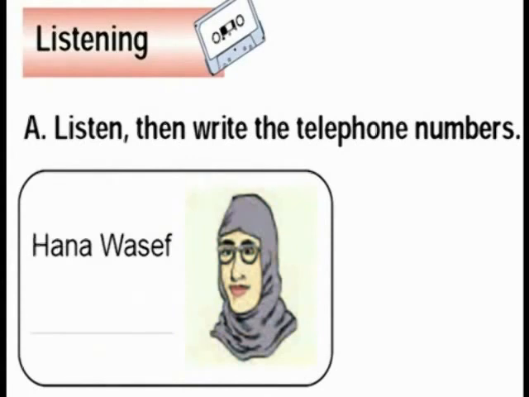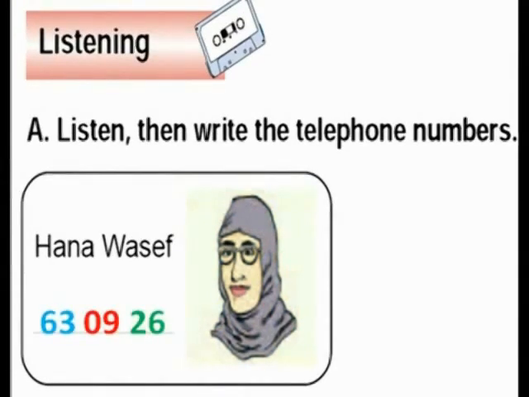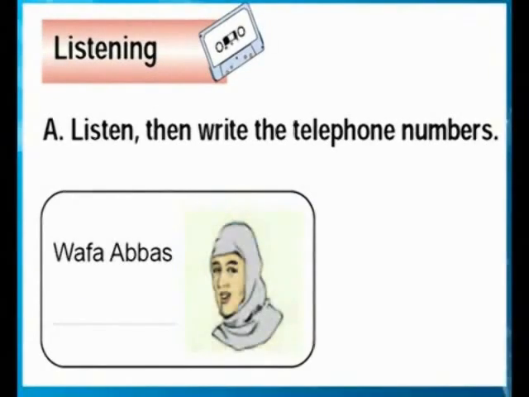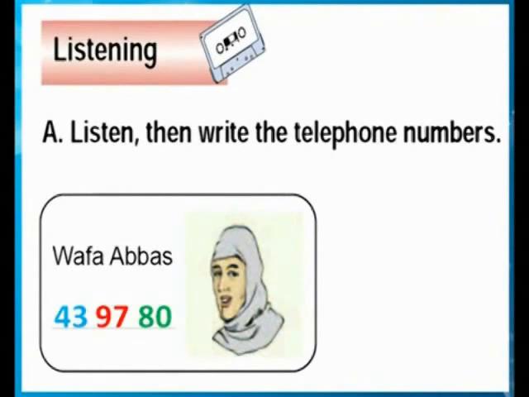Conversation 2. Hello, Sakia. Do you know Hana Wasif? Yes, why? I'd like her phone number, please. It's 630926. Can you repeat it, please? It's 630926. Conversation 3. Hello, Samia. I need to call Wafa, and I've lost her phone number. I think I have it in my bag. Oh, here it is. It's 439780. Got it? No. Could you say that once more? 439780. Thanks.